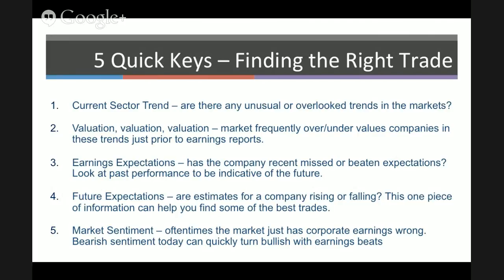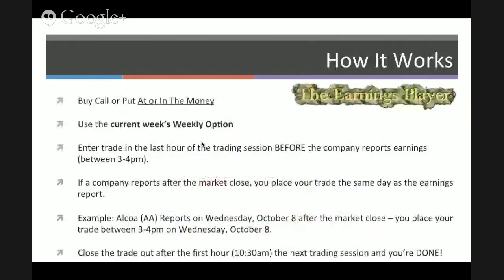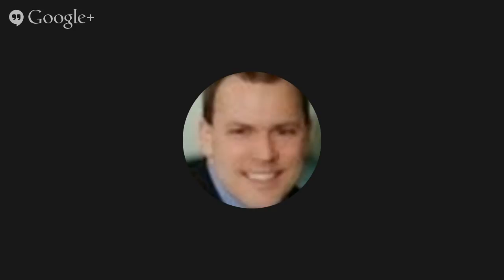Number 3, earnings expectations. How has the company performed against the number in the past few quarters? Past performance can be indicative of the future. Then we look at analyst estimates going forward. Are they rising? Are they falling? And then we wrap it all up with market sentiment. Is the market overly bullish at a time when the 5 keys tell us a stock is going to underperform? That could create a really huge earnings opportunity.